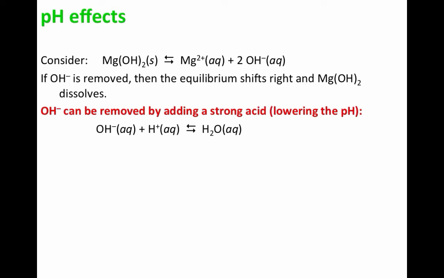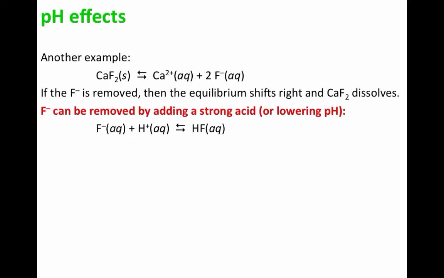So the OH- can be removed by adding a strong acid. Think about what happens when you put a strong acid into water. Well, the strong acid, let's say we had HCl, completely dissociates to give us H+ and Cl- ions. These H+ ions will react with the basic anion, in this case OH-, to produce H2O. So OH- can be removed by adding a strong acid, which lowers the pH.